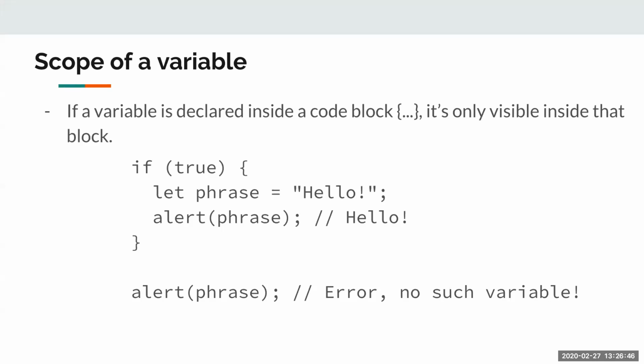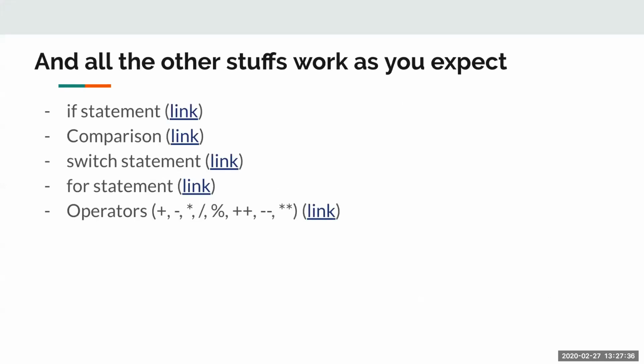So scope of variable in JavaScript is only visible, accessible within this curly bracket. So if it was specified here, this statement will know what the value is. This guy will not know because it was declared inside this code block. So here comes the difference between var and let. Let uses code block as a scope. Var uses a function as a scope. But unless you knew what var was, you don't have to know what I just said. Just keep using let. And then all the other stuff works as you expect.